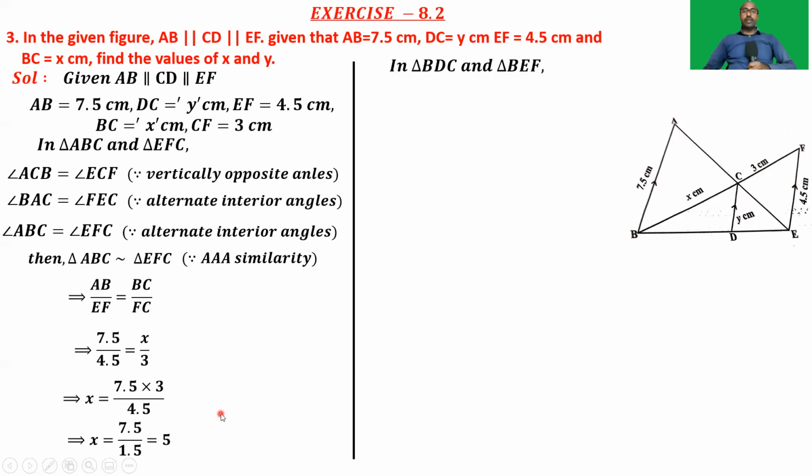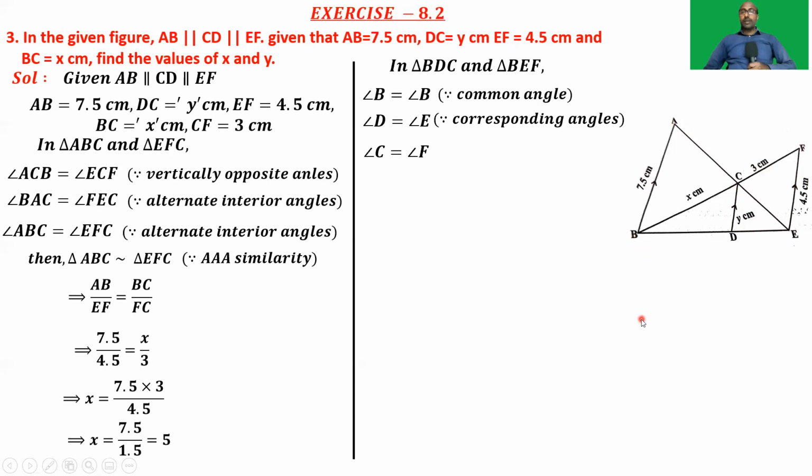And now, consider triangle BDC and triangle BEF. Angle B is the common angle in both the triangles. And also angle D is equal to angle E, because these two are corresponding angles in these two triangles, as CD is parallel to EF and BE is the transversal. Angle D is equal to angle E.